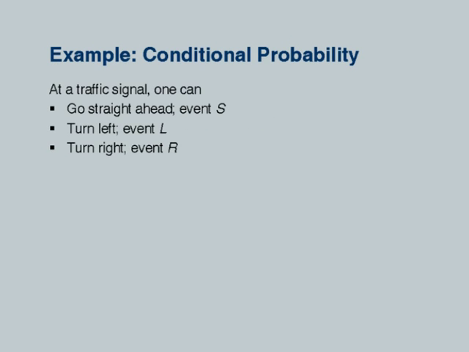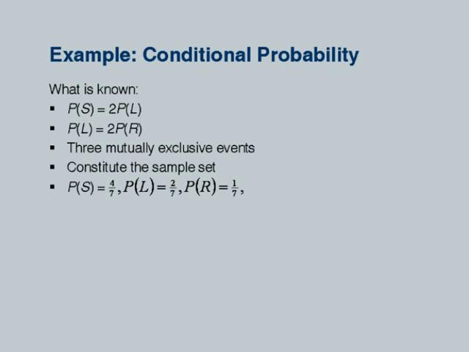Now, we come to an example dealing with this, and we discuss the case of a traffic signal. Let us say this is an intersection of two roads. And one car reaches the intersection, it has three options, one of going straight, which we denote by event S, one of turning left, event L, and the other is to turn right. Let us say these are the three options, and these are again what kind of options? Mutually exclusive and collectively exhaustive, right? So, you say that these are three mutually exclusive events. And they also constitute the sample set. That means they are collectively exhaustive.